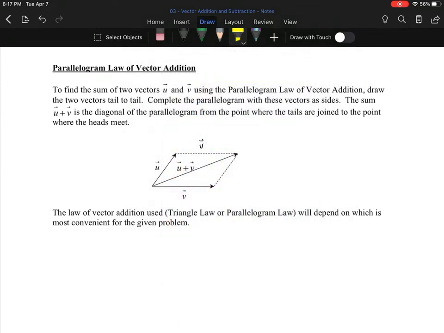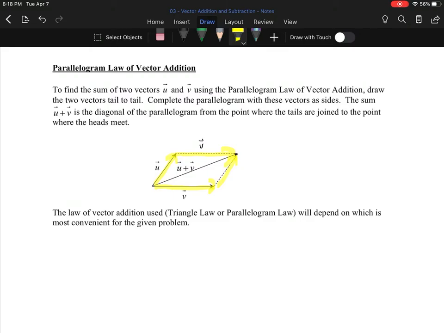and go tip to tail there. So there's u plus v. U plus v drawn here. I'll highlight this in yellow. U plus v drawn. But you could also do v plus u done the other way. And what you get is a parallelogram out of all this. And so sometimes the parallelogram's easier.